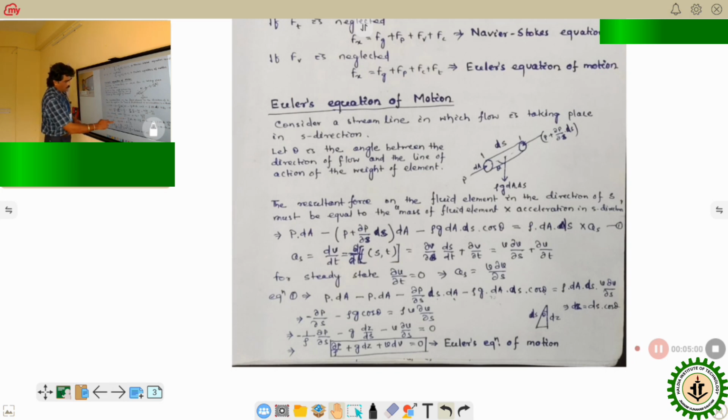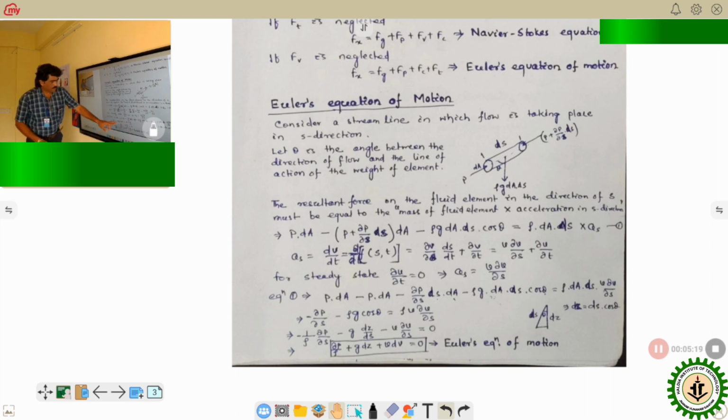minus ∂p/∂s minus rho g cos theta is equal to rho v ∂v/∂s. So rearranging this, we can divide it by the density: minus 1 by rho ∂p/∂s minus g ∂z/∂s minus v ∂v/∂s is equal to 0.